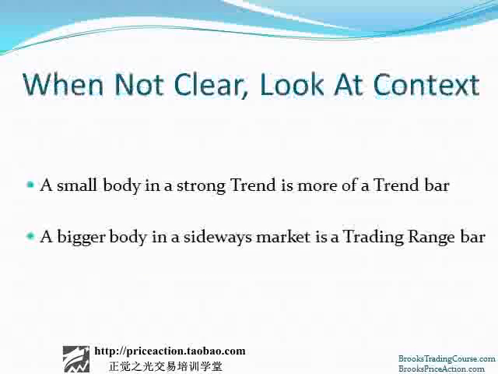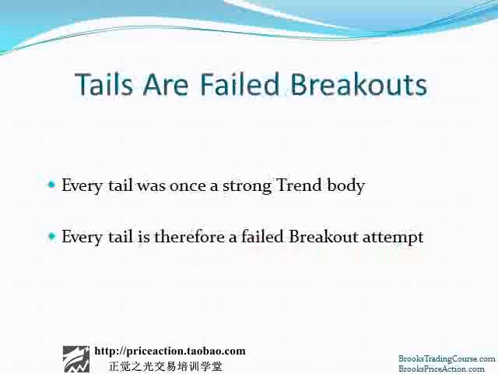When you're not clear, always look at context. If there's a small body and a strong trend, it's more of a trend bar. If it has a bigger body but the market's sideways with lots of overlapping bars and big tails and lots of reversals, it's a trading range bar. Every tail that you see on the top or bottom of the bar is a failed breakout attempt. Remember, if you have a tail on the top of the bar, that means at one point the bar was at its top, and the bar was probably a pretty strong bull trend bar. That tail formed because that breakout attempt failed and the market sold off into the close of the bar.